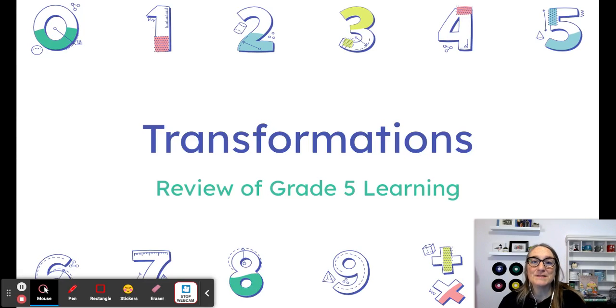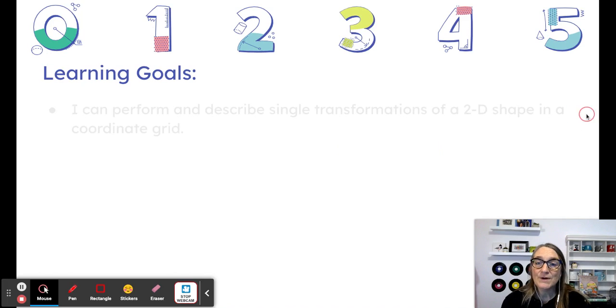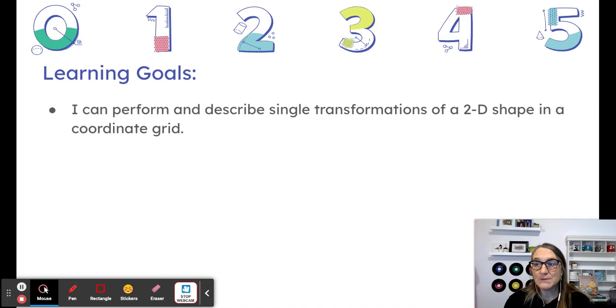Hey, welcome to this week's math lesson on transformations, where we're going to review some grade 5 learning and apply some new knowledge that we have gotten in grade 6 to help us understand transformations even better. So let's get started. With our learning goals for this week, I can perform and describe a single transformation of a 2D shape in a coordinate grid.